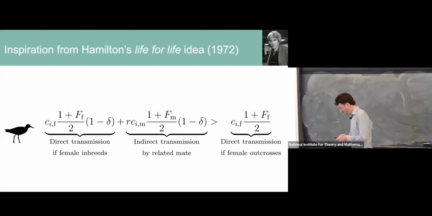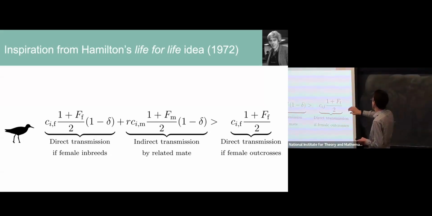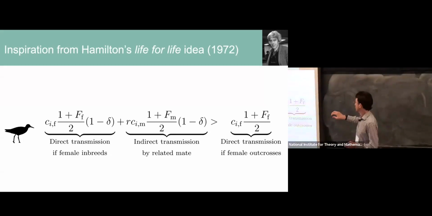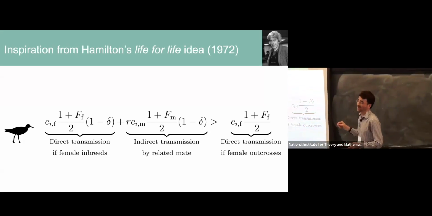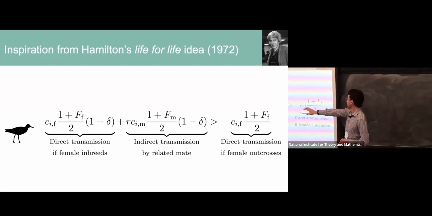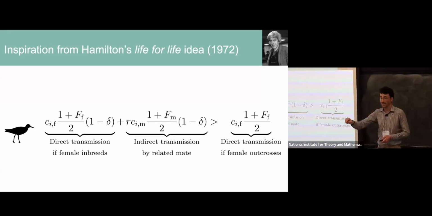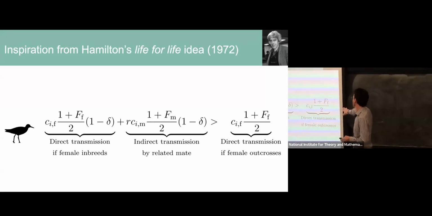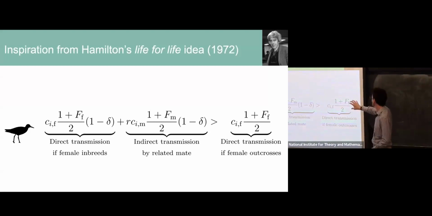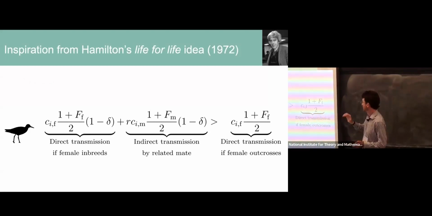So this is what we end up with for females. And I show you this just to say this thing now looks different, right? How we actually get there, I'm going to spend the next couple of minutes explaining. So we have our direct transmission if the female inbreeds. We have the indirect transmission if she inbreeds by her related mate. And then we have the alternative scenario of direct transmission if the female outcrosses. But there are some new terms here.